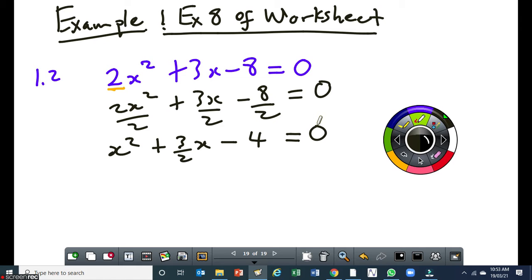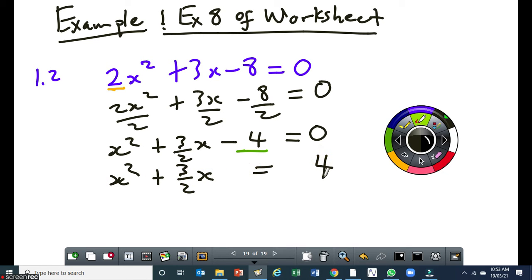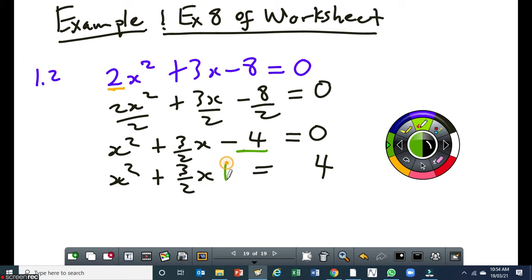Then the next step is to take this constant to the right. We want the terms in x to be left on their own on the left hand side. So this becomes x squared plus 3 over 2x is equal to positive 4. Now I have a binomial on the left hand side which is in terms of x: x squared plus 3 over 2x. The next thing now is to add a term in front of that 3 over 2x, such that we can end up having a perfect square trinomial.